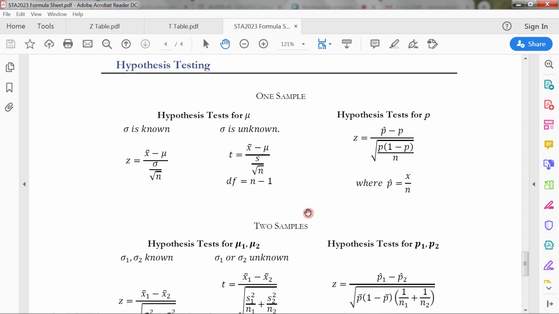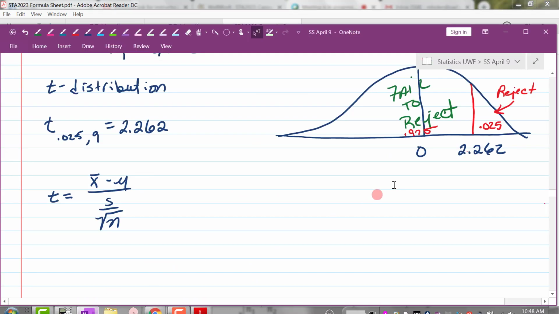So we're going to come in here. We're doing a one sample test where sigma is not known. There it is, right there. There's our formula, which is what I just wrote down. And so we're going to plug in our numbers.